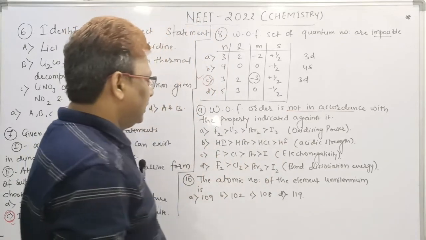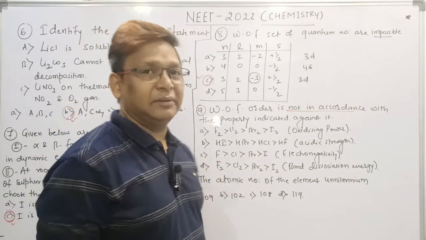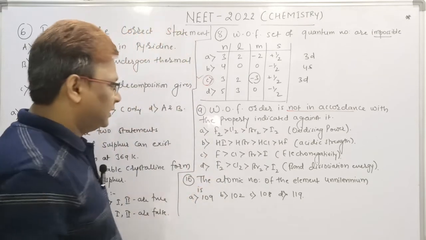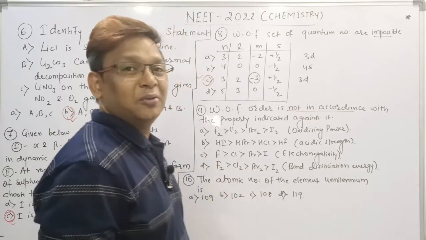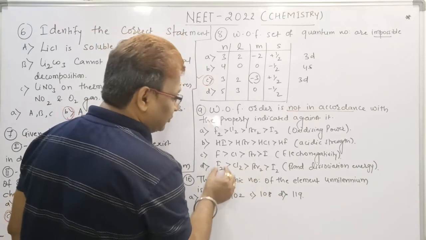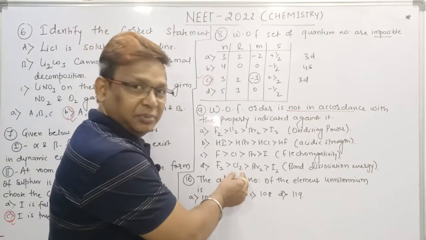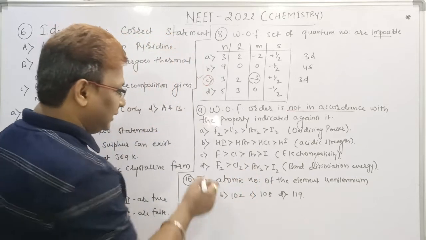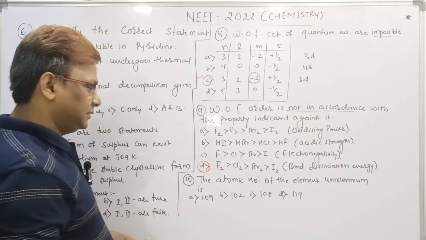Correct. Fluorine, chlorine, bromine, iodine. What is that beta? Electronegativity. And we know fluorine is the most electronegative element. Correct. F2, Cl2, Br2, I2, BDE: bond dissociation energy of Cl2 and Br2 is greater than F2. I repeat, Cl2 will have higher BDE, then Br2, then F2, then I2. The answer is D, which is not in accordance with the property against it.